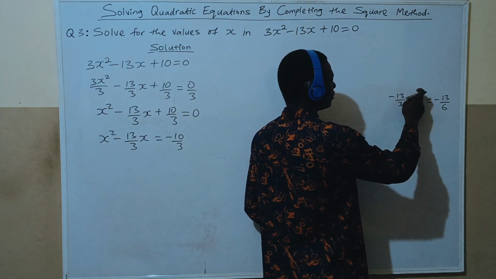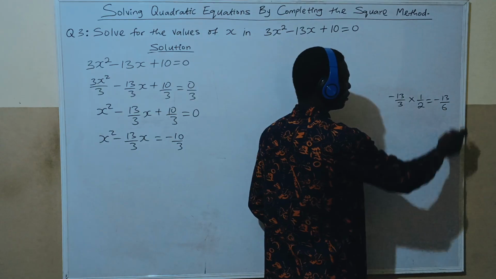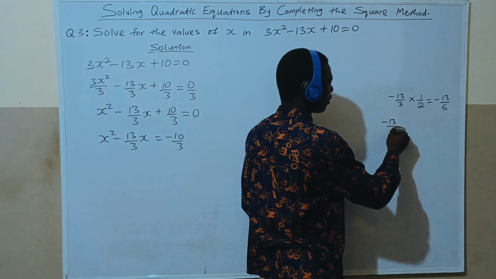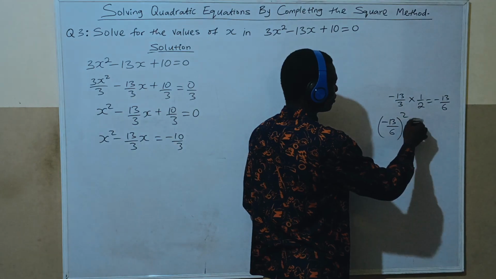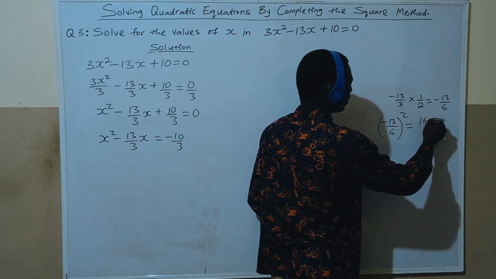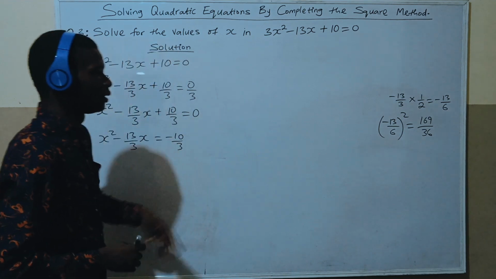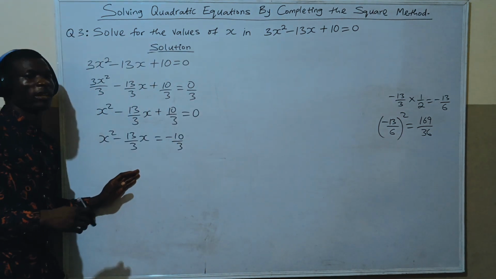Because minus 13 times 1 is minus 13, and 3 times 2 is going to be what? 6. So what do we do to this? We are going to have negative 13 over 6 and square it, which of course is going to be 169 over 36. So that is what we have. That is what will be added to the left hand side to make it a perfect square.